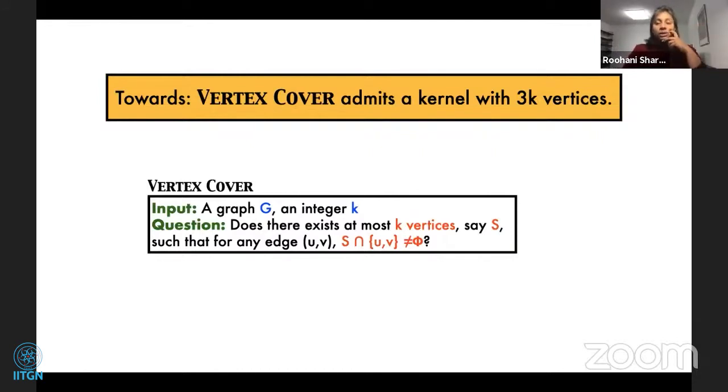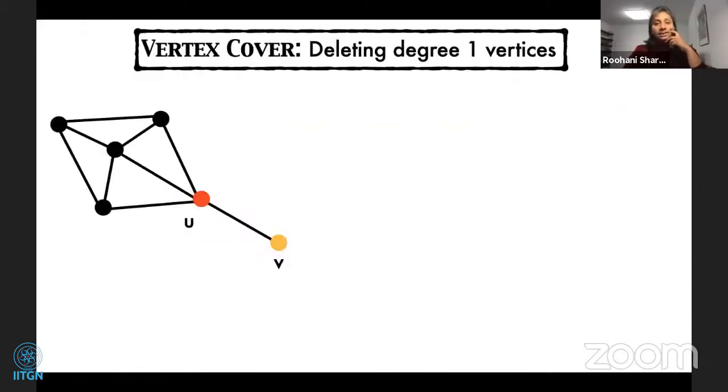So today let's start with a different rule, which is quite simple, and let's see where it gets us. So consider the following rule. This is called the degree 1 rule. So let's say there is a vertex, a yellow vertex V, and it has degree 1 in the graph, and let the red vertex U be its unique parent. Now, what can be said about these two vertices, red and yellow?